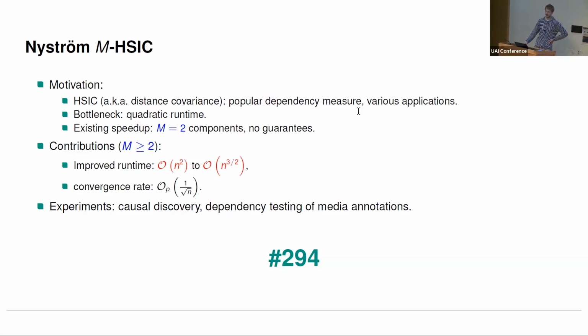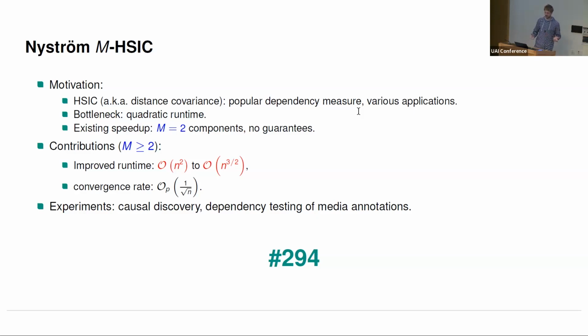And this is a very popular dependency measure and has multiple applications. People use it for causal discovery, for feature selection, for biomarker detection, for really a lot of things. But the main bottleneck is the quadratic runtime. And there exist speedups, but these existing speedups are limited to 2 random variables. So we call them components because it's a bit more general, and they have no guarantees.